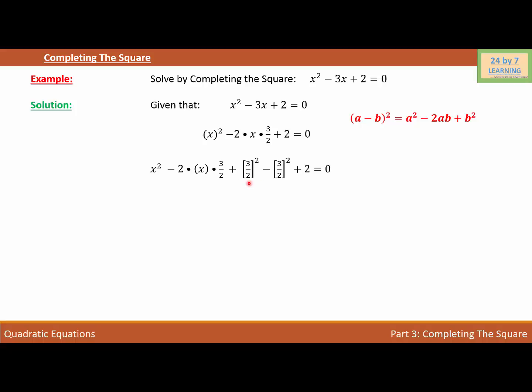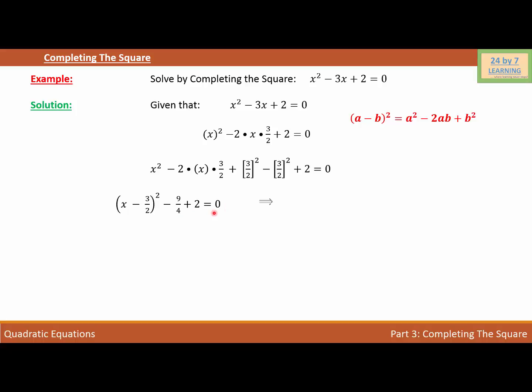So now let's look closely. This is my a square. So I have a square minus 2ab plus b square. Basically, this is a minus b whole square. So I can write it like x minus 3 over 2 square minus, I have only these two terms left. 3 over 2 square is 9 over 4, which is over here, plus 2 is equal to 0.